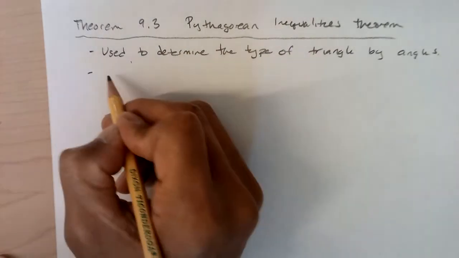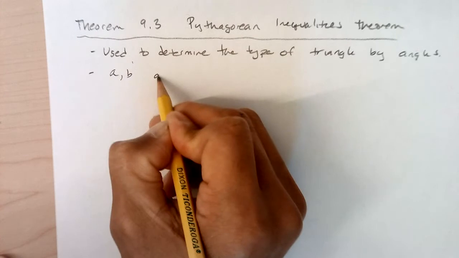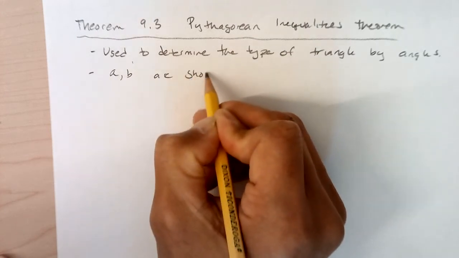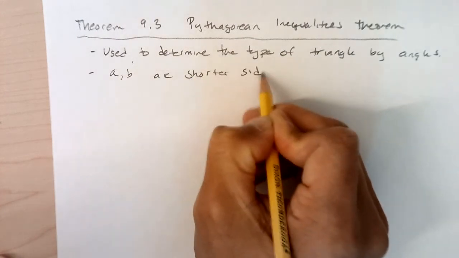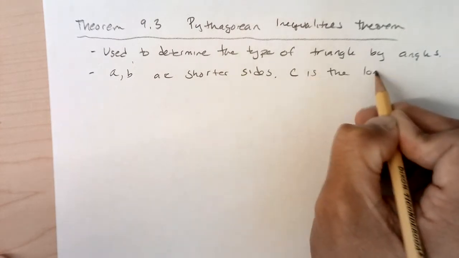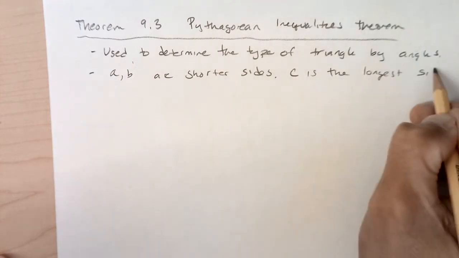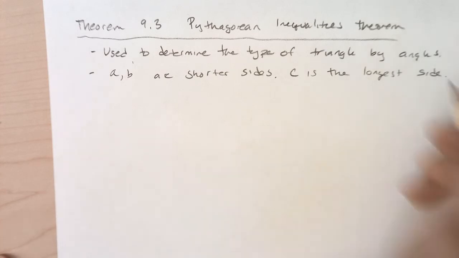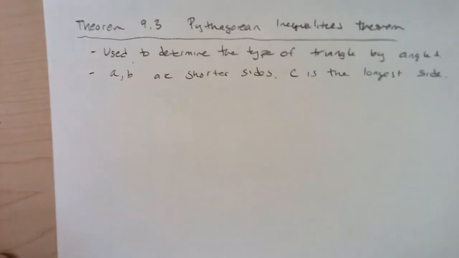Another is that a and b are the shorter sides, and then that means c is the longest side. But we're always comparing c squared to a squared plus b squared. If they're equal, then it's a right triangle.